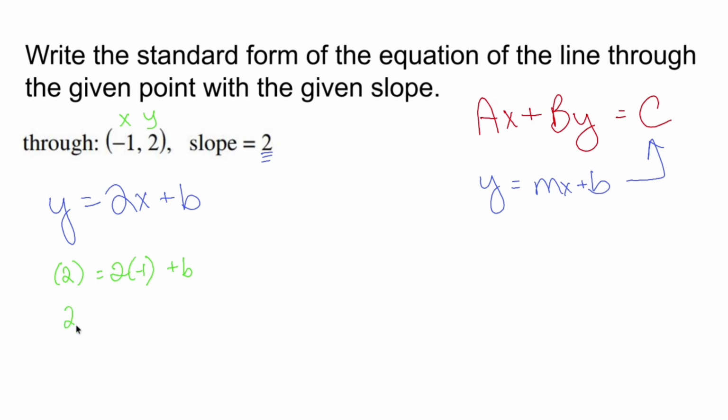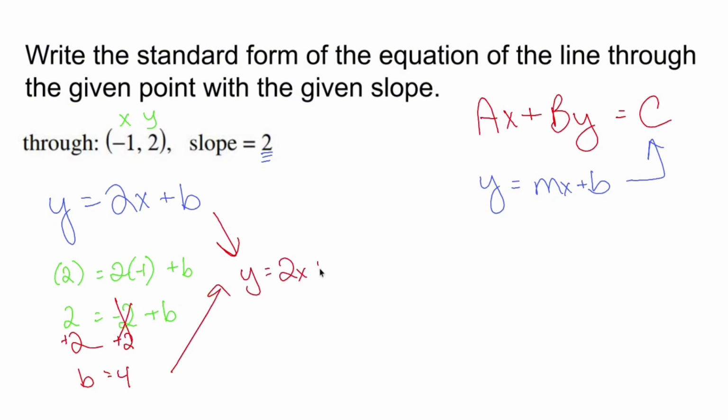So 2 is 2. 2 times negative 1 is negative 2, plus b. Add 2 to both sides, like so. b equals 4. And when I put it all together, I have y equals 2x plus 4. Now that is my slope-intercept form.